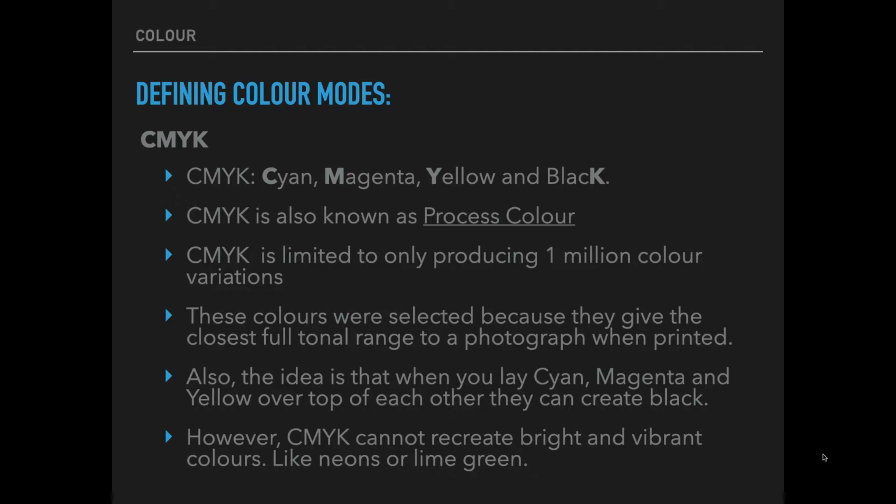CMYK, these colors were selected because they give the closest full tonal range to a photograph when printed. So they're the 4 colors that they found were closest to representing what your eye sees when you take a picture or what the camera can see. CMYK does the best job while only staying within 4 colors. Also, the idea is that when you lay cyan, magenta, and yellow over top of each other, they can create black. So this kind of helps give them the best tonal range.